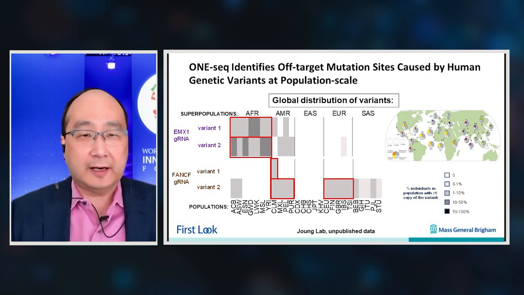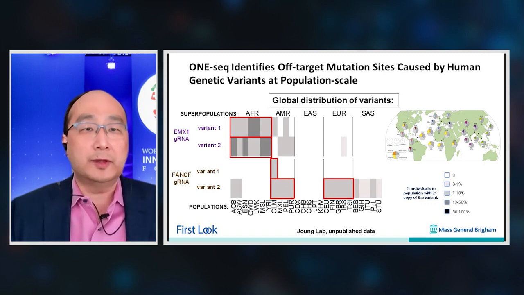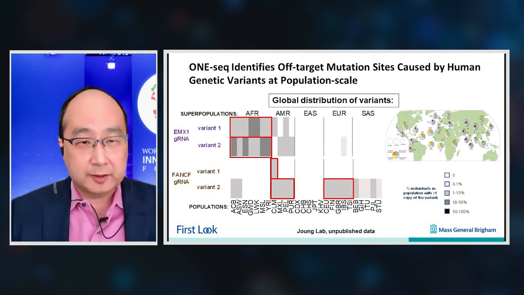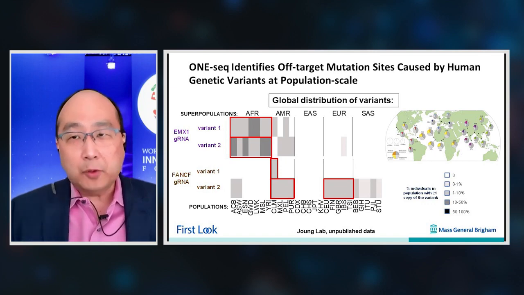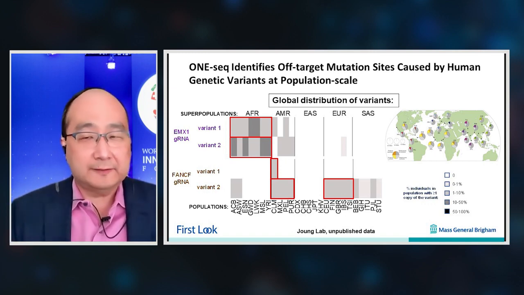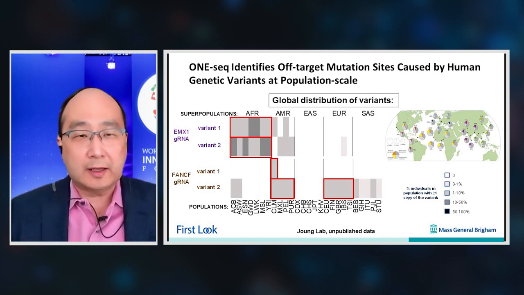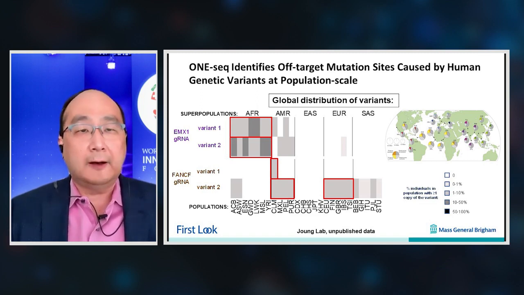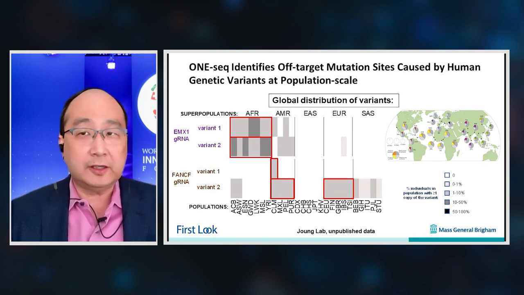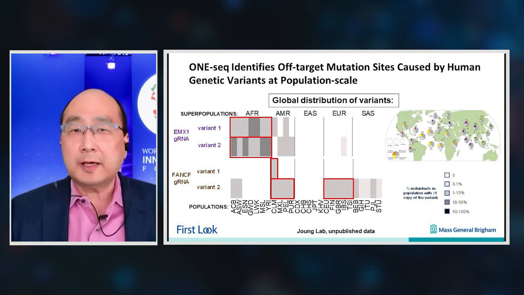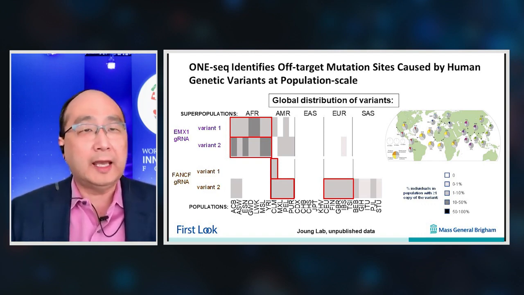This one from the FANCF guide RNA is enriched in a population within the admixed American superpopulation, that is within the Colombian population. And then this variant is actually enriched in 2 different superpopulations, the admixed American and the European population. So the important takeaway from this is that OneSeq can identify these variants and show that they actually show increased off-target mutation frequencies in human cells. And also, it's interesting to be able to look and see that some of these variants are actually enriched in specific human populations or superpopulations. And this becomes increasingly important as one starts to think about applying gene editors to larger patient populations.